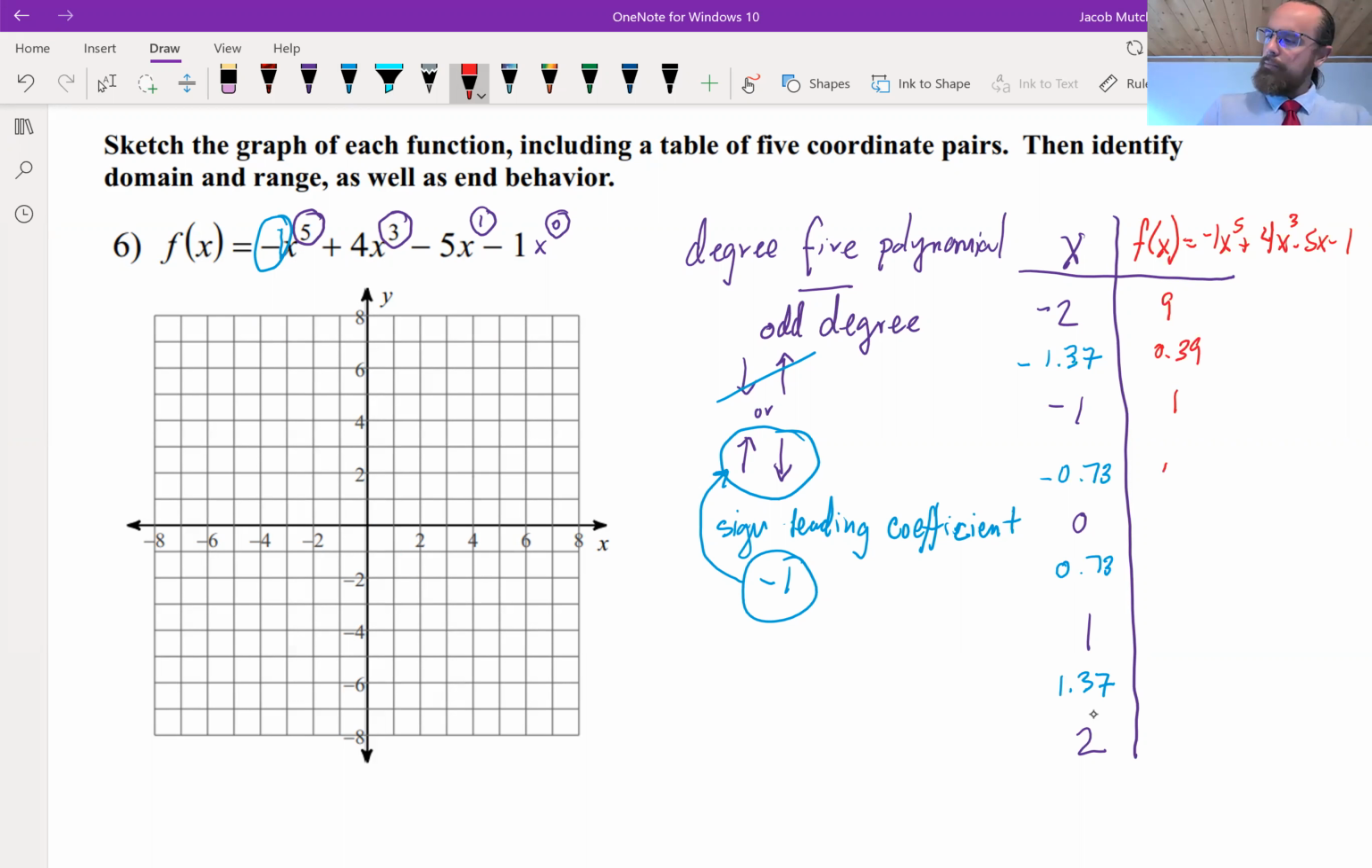-0.73 is 1.30, 0 is -1, that's my y-intercept. 0.73 is -3.30, 1 is -3, 1.37 is -2.39, and 2 is -11.